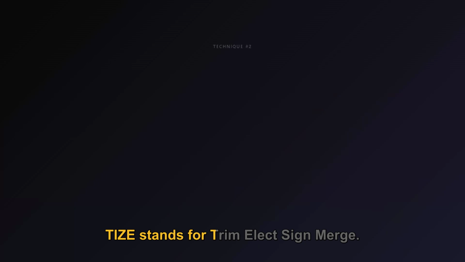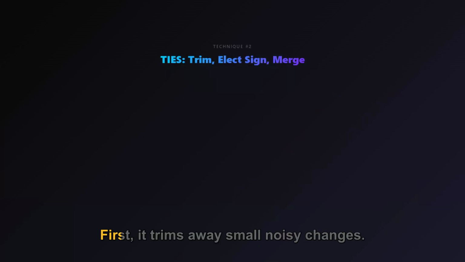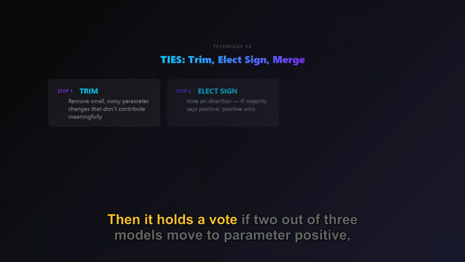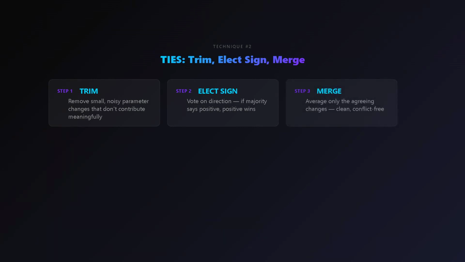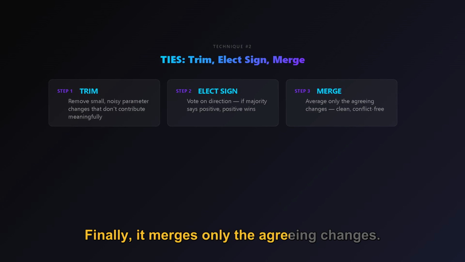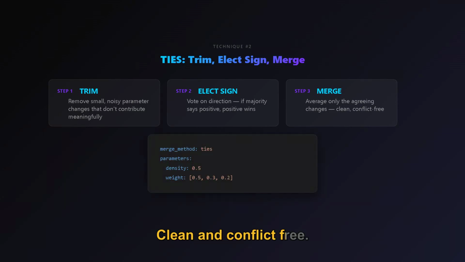TIES stands for trim, elect sign, merge. First, it trims away small, noisy changes. Then it holds a vote: if 2 out of 3 models moved a parameter positive, positive wins. Finally, it merges only the agreeing changes. Clean and conflict-free.